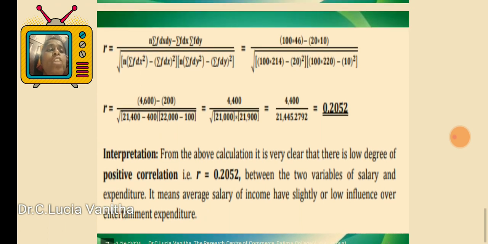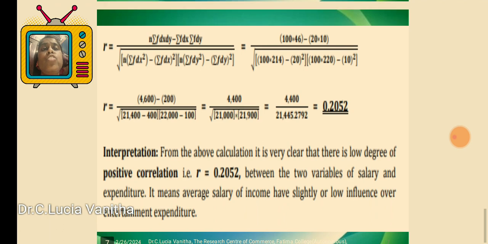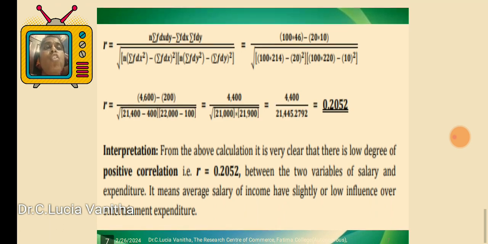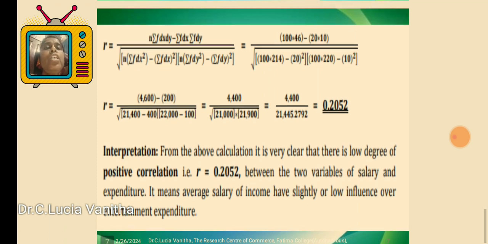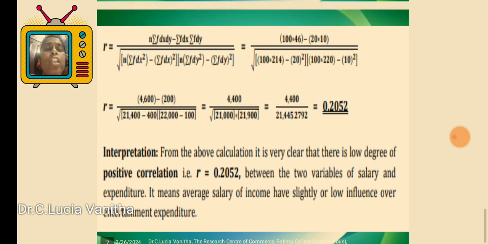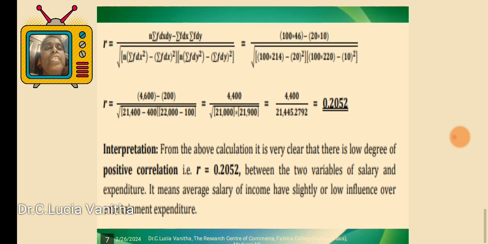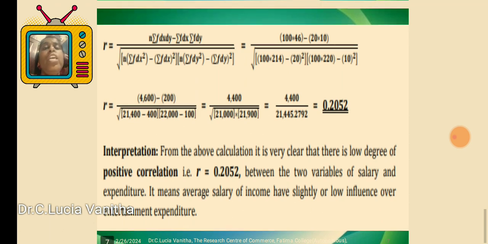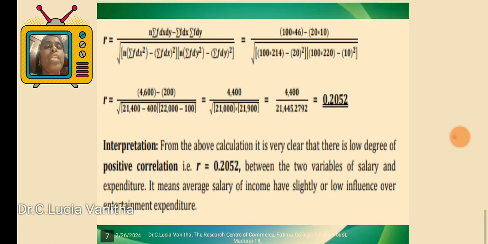Like this you have to write the conclusion or interpretation. Then only you will get the full marks. I hope you are clear with the calculation of correlation for grouped data. Be thorough with the formula and you must write the interpretation also. If you are doing only the calculation and leaving out the interpretation, you will not get the full marks.